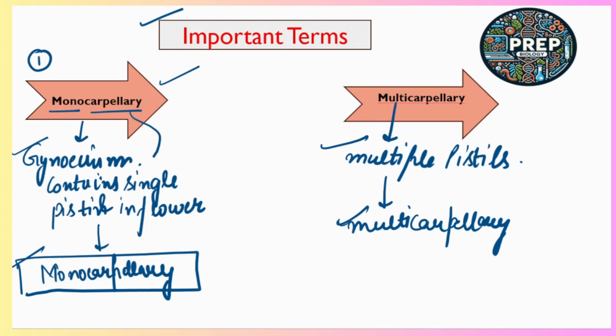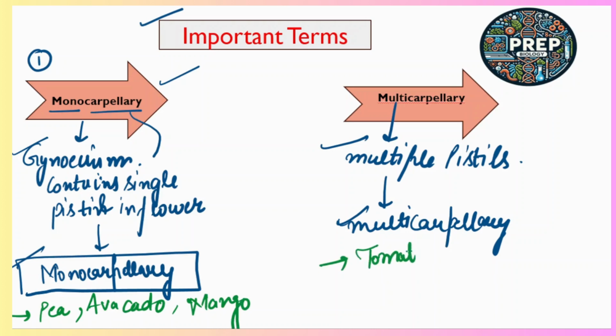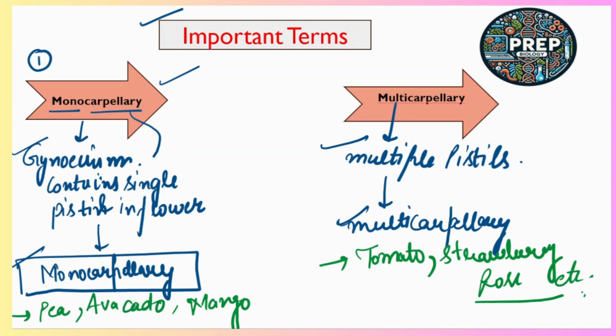So we have different examples. First one is monocarpillary. Monocarpillary gynoecium is present in pea plant, avocado plant and mango. And multicarpillary gynoecium is present in tomato, strawberry and rose, etc. There are multiple examples of each gynoecium.